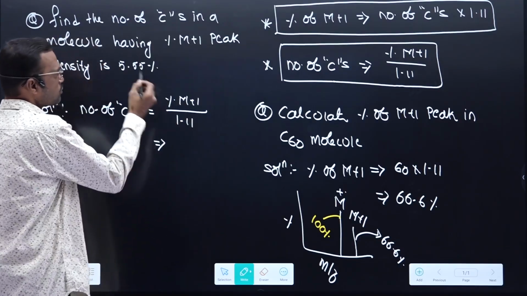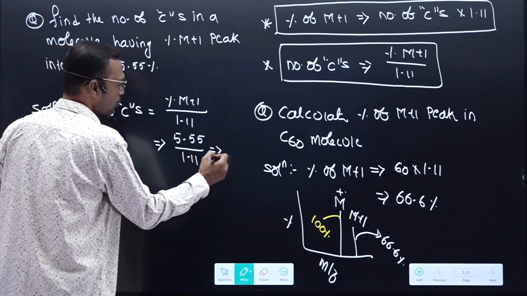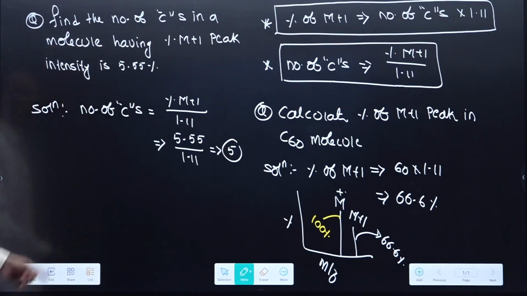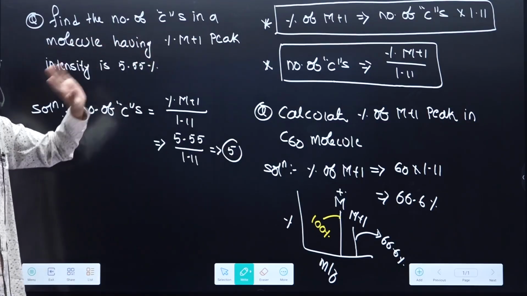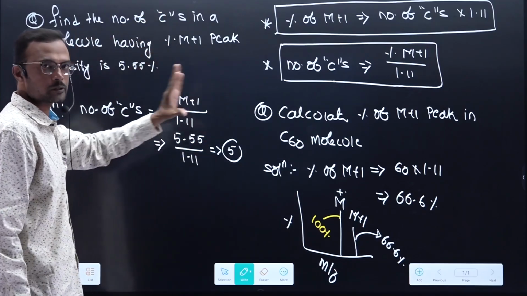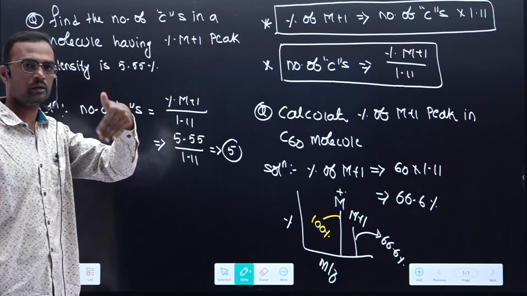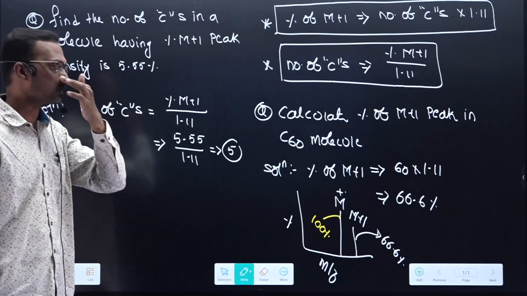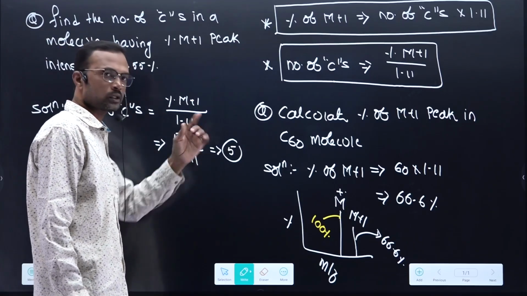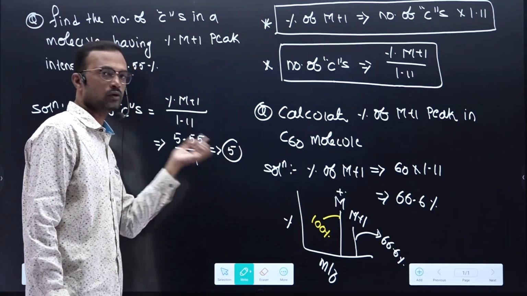What is the percentage of M plus 1 peak intensity? 5.55 by 1.11. So now the value is approximately 5, meaning the molecule carries 5 carbons. That is the use of the M plus 1 peak. If the M plus 1 peak intensity is known, we can expect roughly the corresponding carbons. One or two values may differ. Suppose you are getting 6.0 or 7.0 like that, then you may get 6 carbons or 7 carbons. But most commonly, whichever value is closer, that corresponding number of carbons is taken. For 5.55, definitely you will get 5 only.